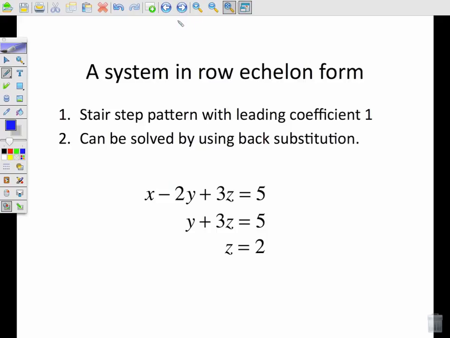Alright, so here's what we got. It's called row echelon form. The form is when you develop a stair-step pattern with a leading coefficient of 1. See, this is a leading coefficient of 1 here, of 1 there, and of 1 here. That's our goal, especially the very last one being a leading coefficient of 1.